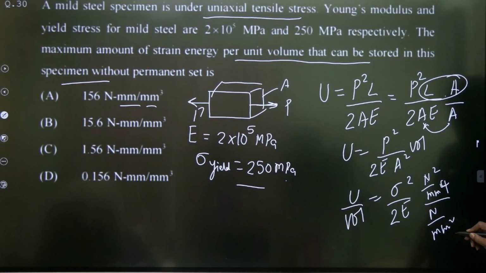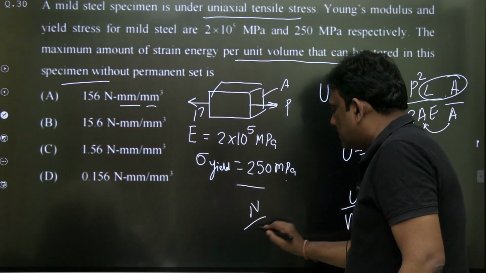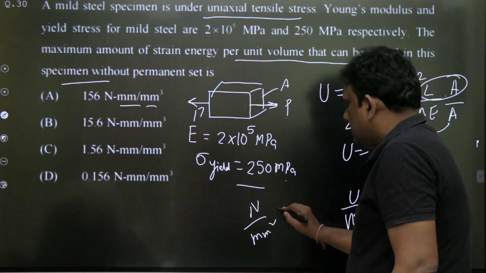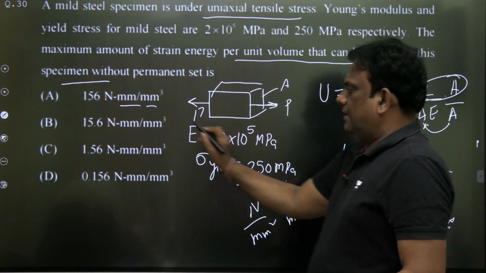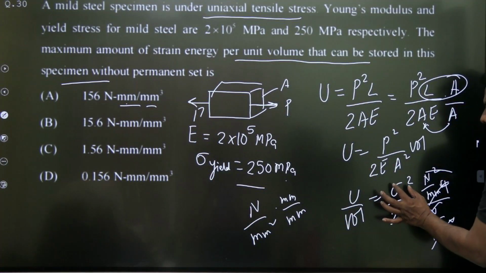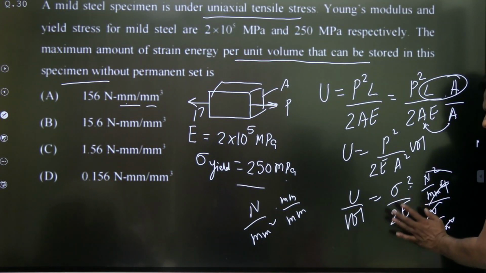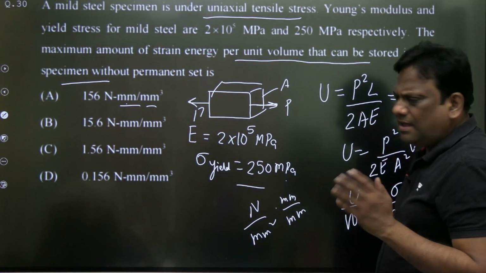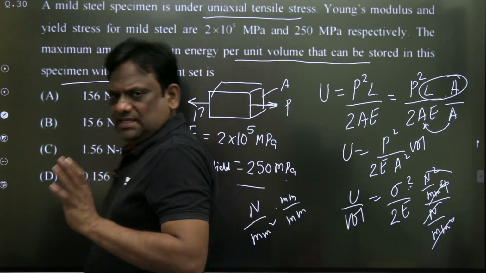Don't keep it in gigapascal, keep it in megapascal. Newton is gone, and this is mm square. So you will get the answer as Newton per mm square. It is the same as multiplying with mm and dividing with mm, so mm per mm cube is Newton per mm square. Keep both in Newton per mm square, megapascal, and you will get the answer. Is it clear? I think it is 0.15 something. You just calculate, it is very simple.